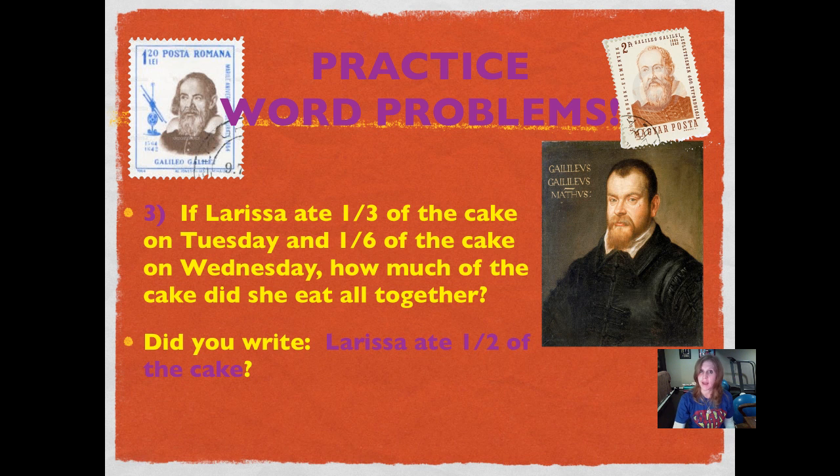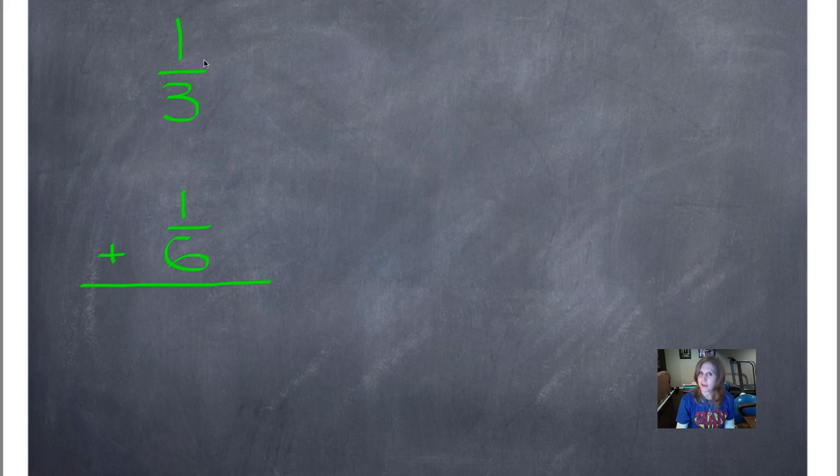Did you write, and I hope you wrote a complete sentence, Larissa ate 1/2 of the cake? Let's see how we did that. So I wrote our problem vertically. All together was a great clue that told us to add, so I used my addition symbol, 1/3 plus 1/6. And my denominators are different, so I'm going to make a cake to find my LCM, or my LCD, and I'll put both the 3 and the 6 inside the cake.